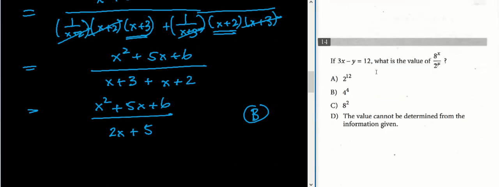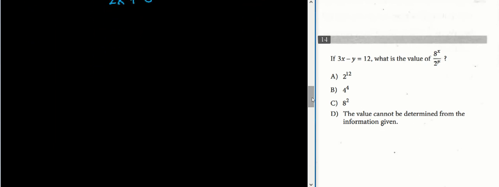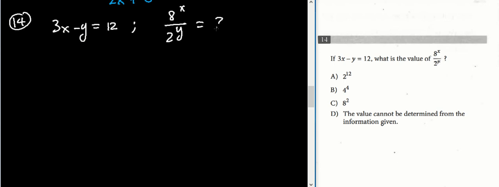Okay, let's move on to problem 14. In problem 14, we have 3x minus y equals 12, and we're asked to find the value of 8 to the x over 2 to the y, right? So you might be wondering, where do we even start with a problem like this? It seems kind of abstract.